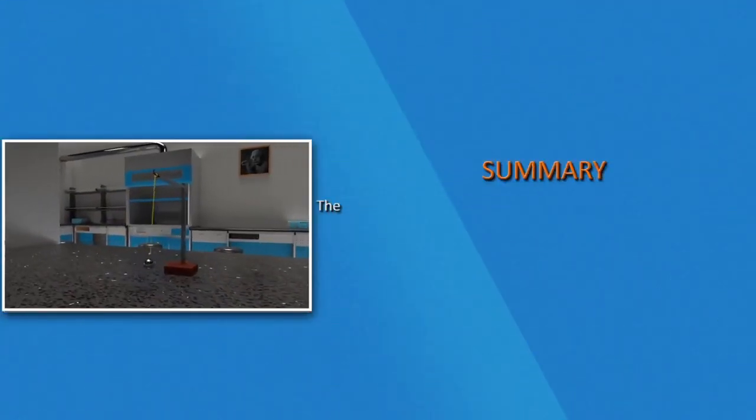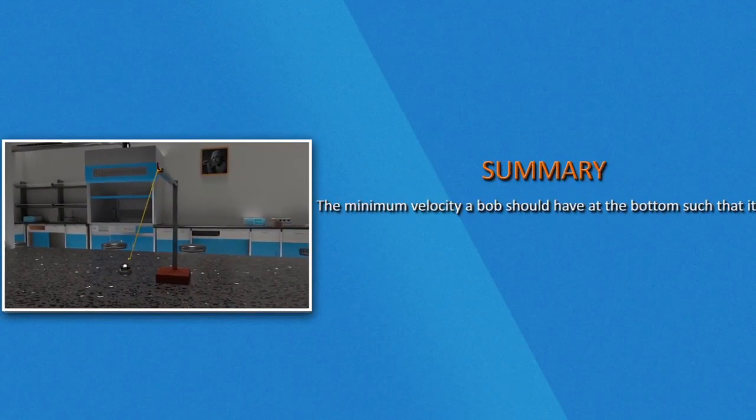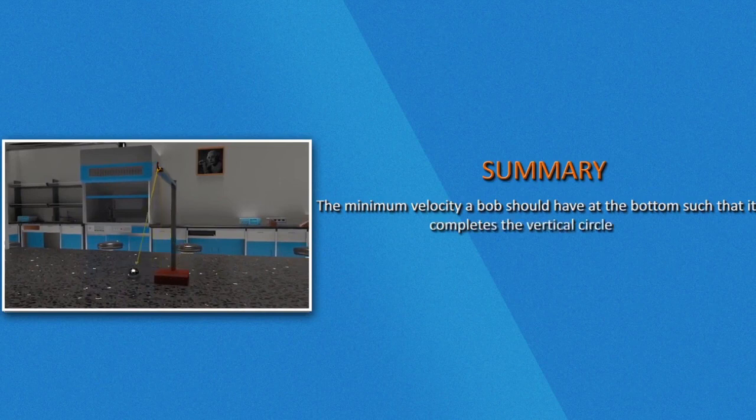Summary. The minimum velocity a bob should have at the lowest point such that it completes the vertical circle is root over 5gL.